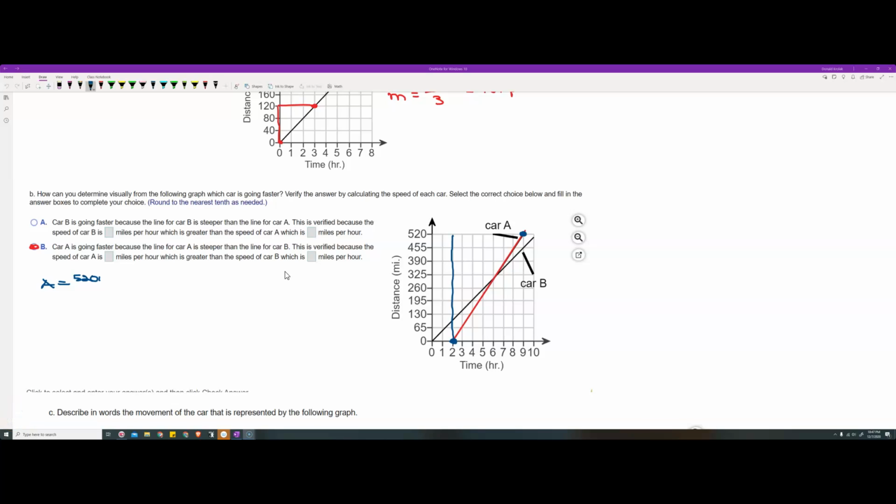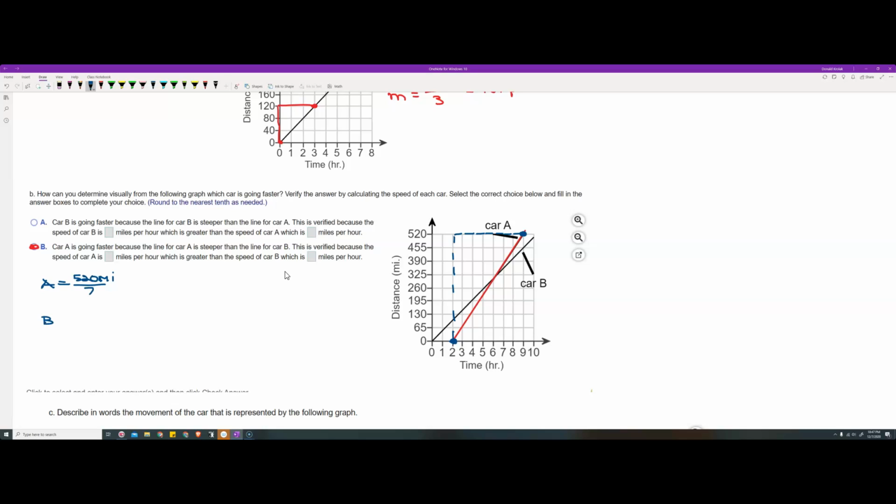Alright, so to find the slope of car A, pick 2 points that are on car A, and just be careful when you pick these that the points you're picking are right at an intersection or right through a corner of a box. Alright, so for here, my vertical change is going to be 520 miles, and then my horizontal change is going to be 1, 2, 3, 4, 5, 6, 7 hours. So I got 520 over 7.